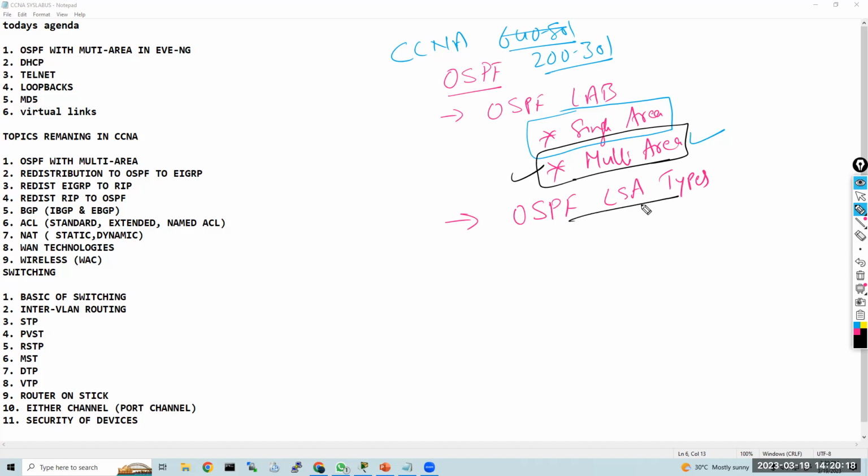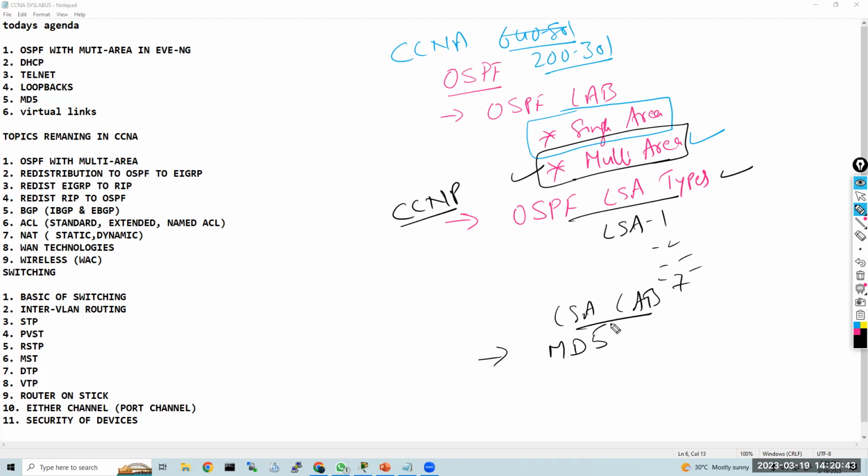LSA types were also not there, because I studied LSA types in my CCNP when I did the certifications. We have a lot of LSA types, 1, 2, up to 7 LSA types. We shall discuss all these, and we will do the LSA lab today itself. Again, I want to discuss yesterday's pending lab, that is MD5 authentication. MD5 can be configured in OSPF and EIGRP.